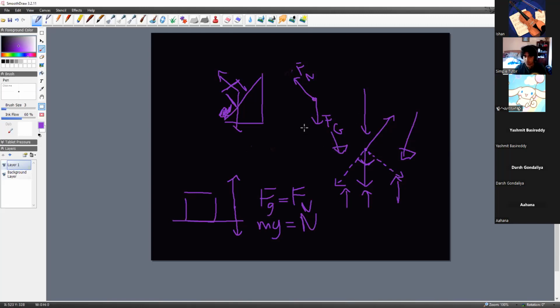So would you split up gravity? Yes, that's right. Typically, we're going to be splitting up the gravity force because it's directly pointed down, so it's a vertical force, right?